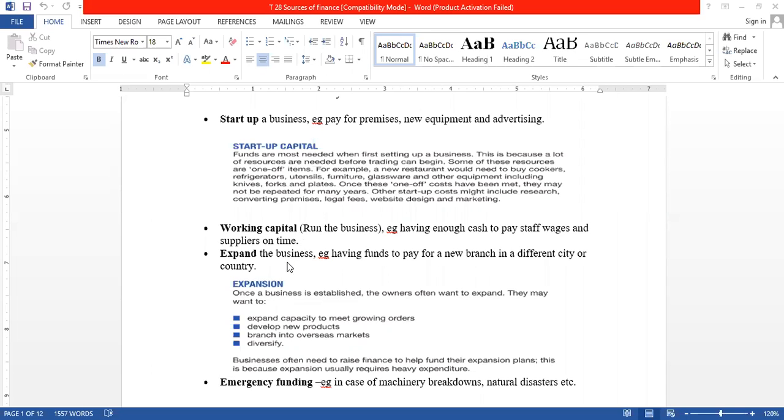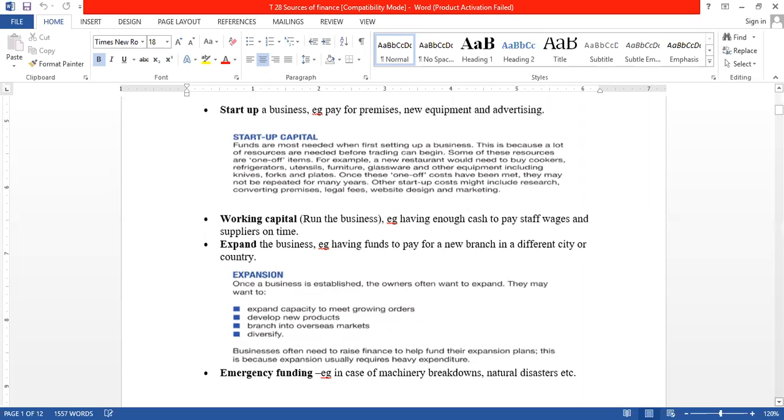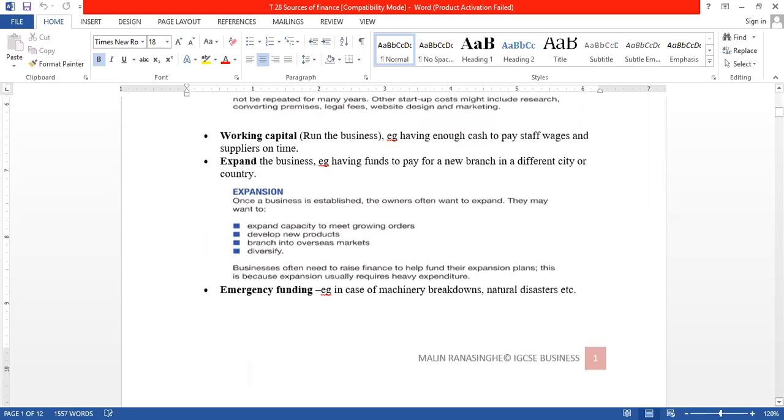And the third reason is expansion. Yes, businesses need to keep some amount of money for expansion purposes, like having funds to pay for a new branch in a different city or a country. That's called expansion purpose. Once a business is established, the owners often want to expand, right? So they may want to expand the capacity to meet the growing orders. Like you want to increase the capacity with a new warehouse. You want to buy another building, right?